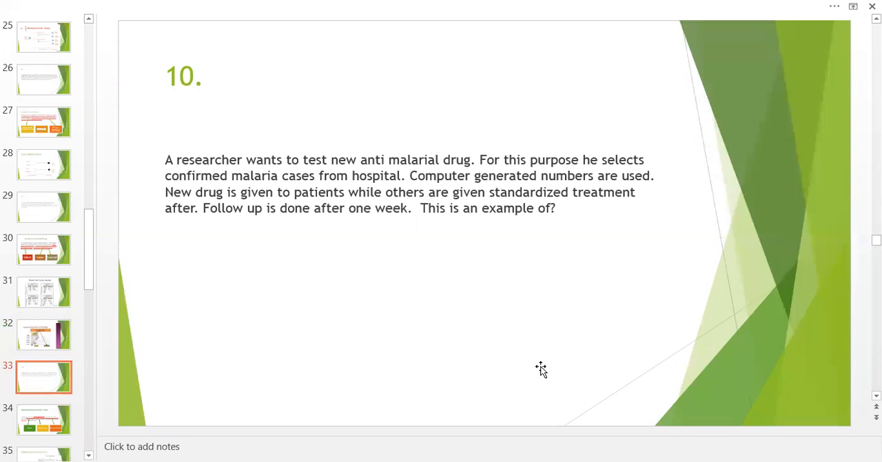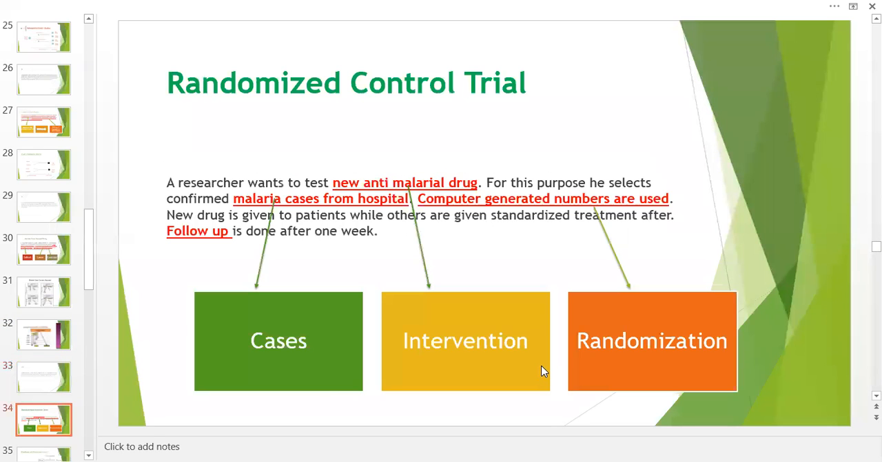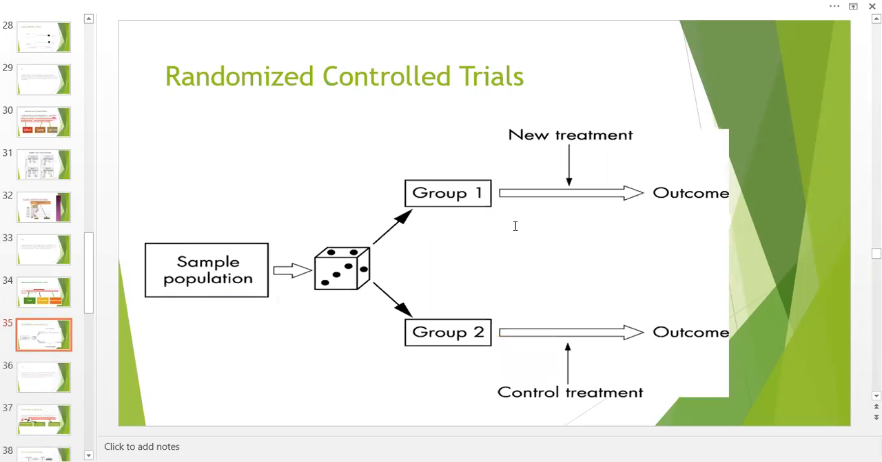This is a randomized controlled trial, because cases are selected from the hospital and intervention is being done, and a computer generated number is a method for randomization. Other methods are a lottery method, and follow-up is done after 1 week. And if randomization is not done, then it can be a non-randomized controlled trial.